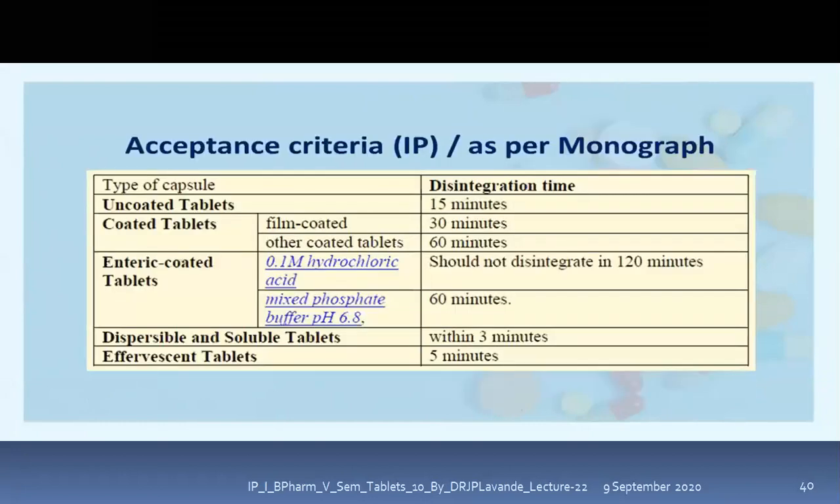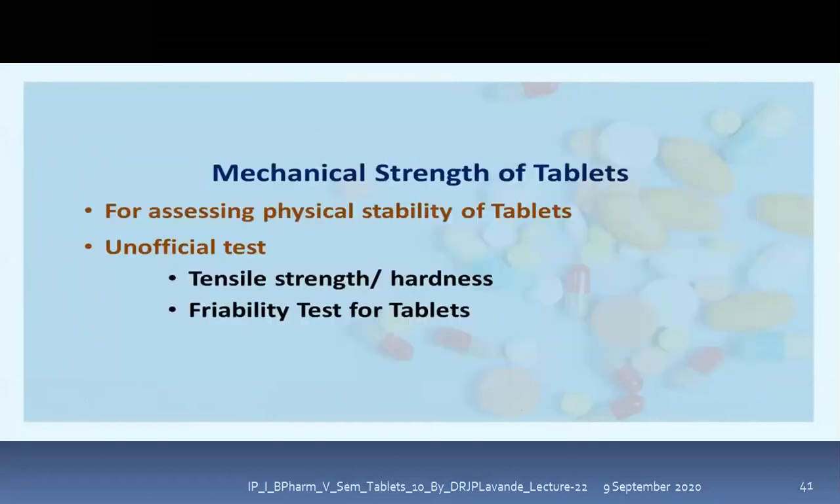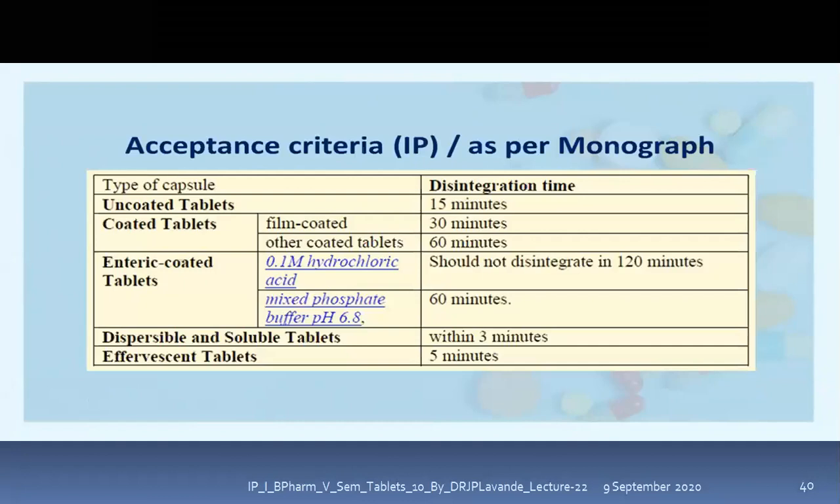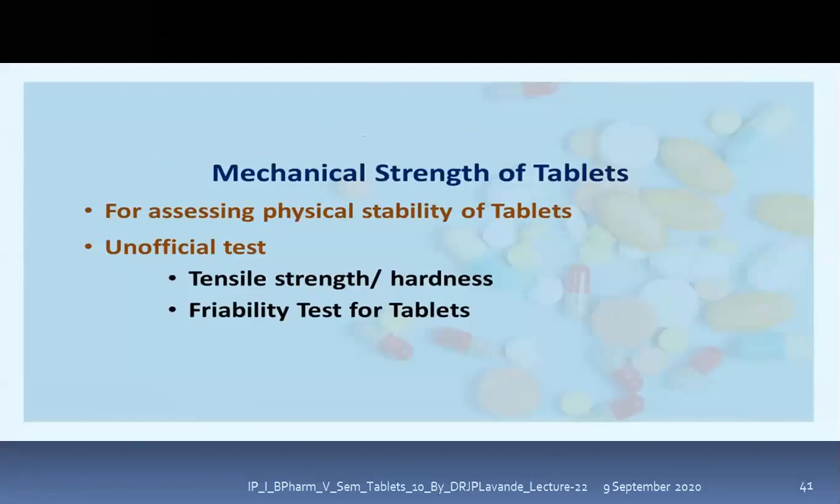Then we saw, as per the monograph, the different acceptance criteria for the different types of tablets as far as disintegration is concerned. What will be the time if it is an uncoated tablet, coated tablet, enteric coated tablet, dispersible tablet, soluble tablet, or effervescent tablet? Based on that, we determined the particular time duration, and based on that we can determine whether the given tablet will fail or pass the test. All these details we already saw in our previous lecture.